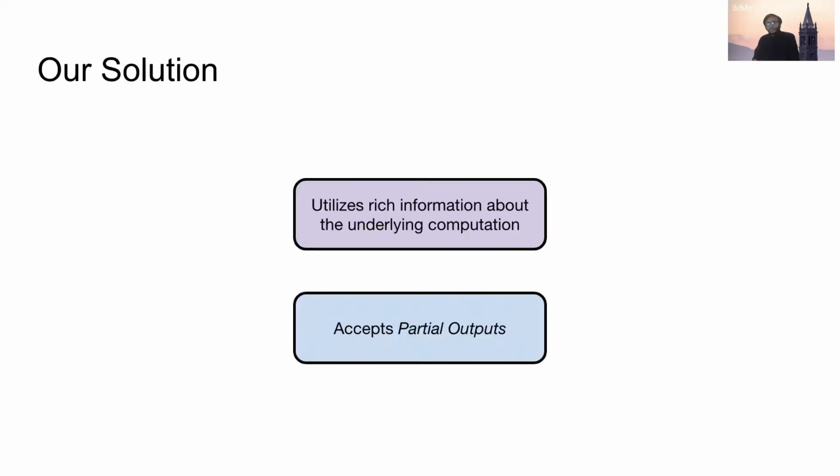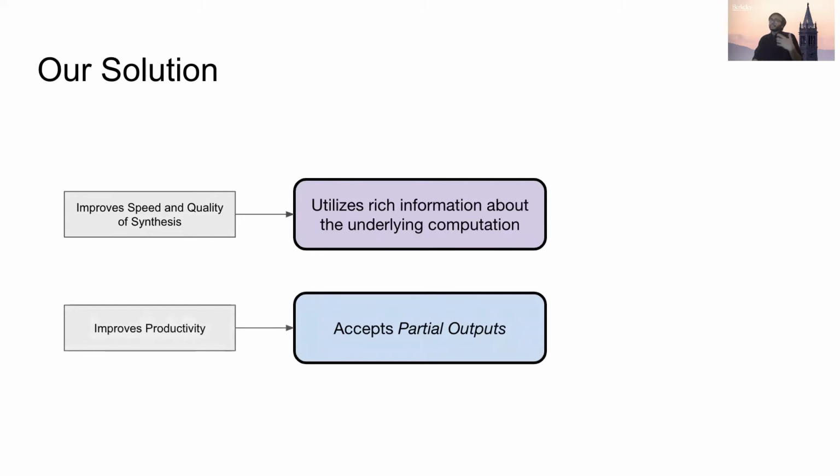So what does our solution do at its very core? We do not throw away the rich information about the underlying computation, and we allow the user to specify partial outputs instead of full outputs. So the first one improves the speed of synthesis. We can utilize the information to search faster. The solutions themselves are of higher quality because they match the desired intent of the user better. And because we're accepting partial outputs, it improves productivity because of less burden on the part of the user.